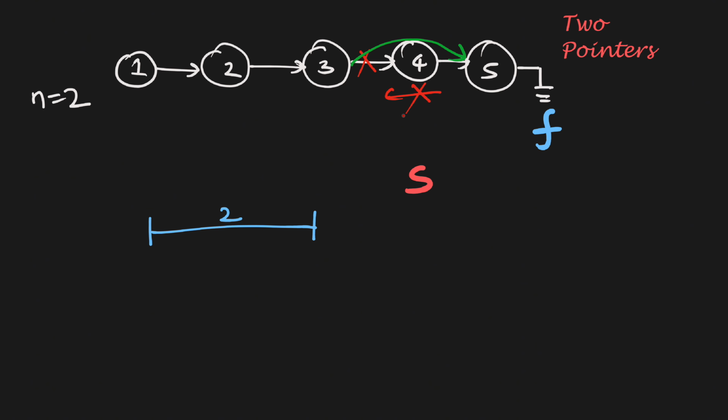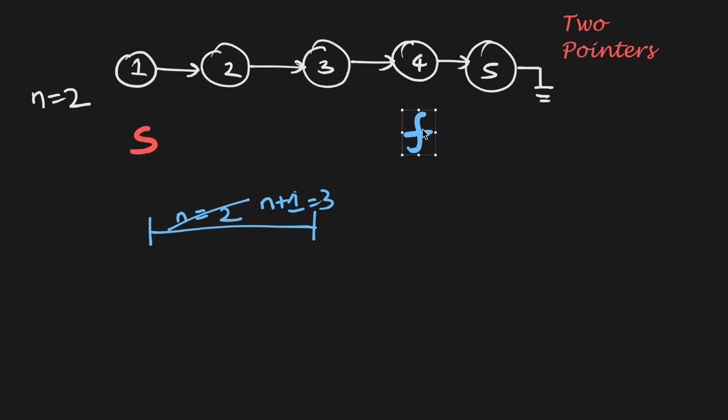So to address this problem, we can adjust the approach slightly. Rather than maintaining the gap of n between the first and second pointers, we can maintain a gap of n plus 1. So now the second pointer starts at the head pointer and first pointer moves 3 nodes ahead of second pointer before they move together.